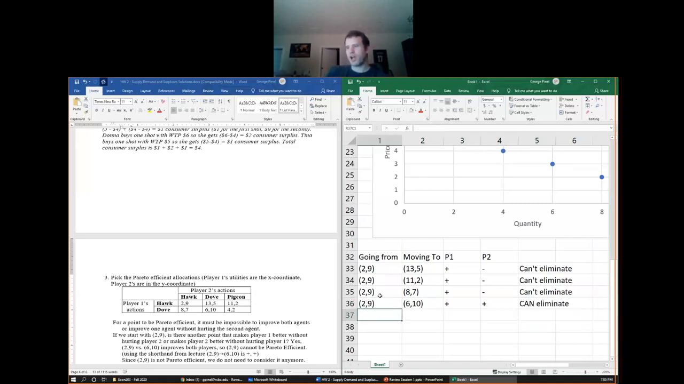Okay. So 2-9 is not Pareto efficient. 2-9, not PE. Right? So I would just cross that off. I don't want to play with this document because this is the solution key. But I can cross out 2-9.